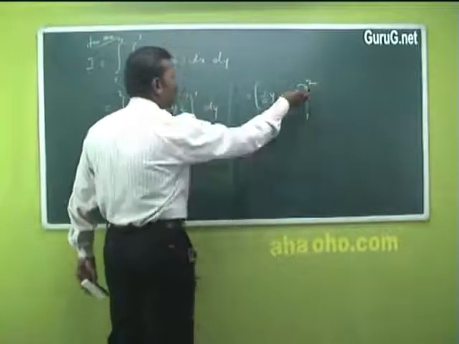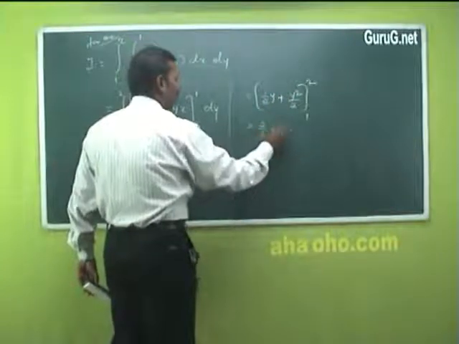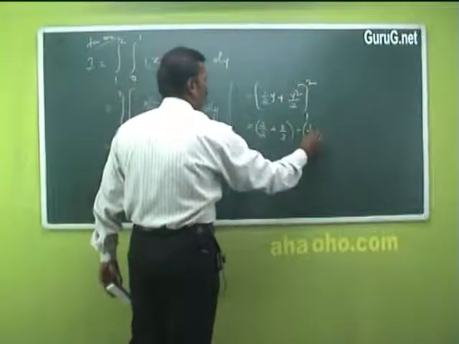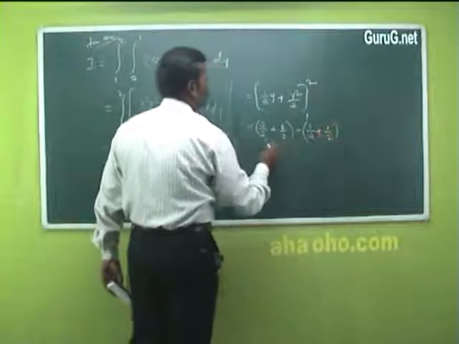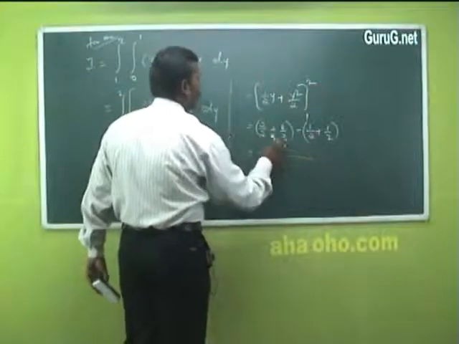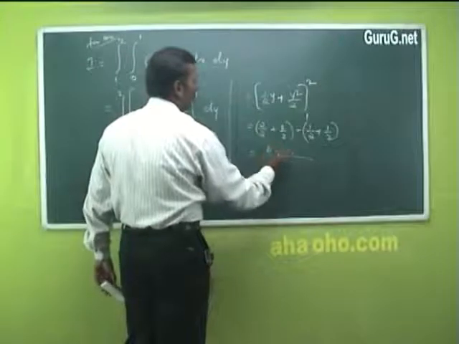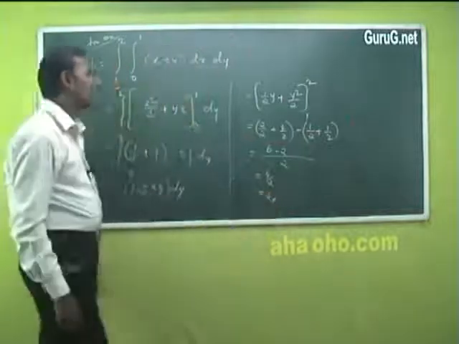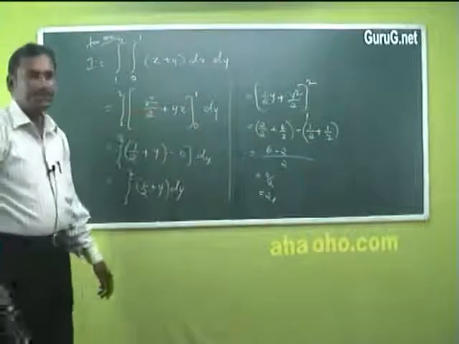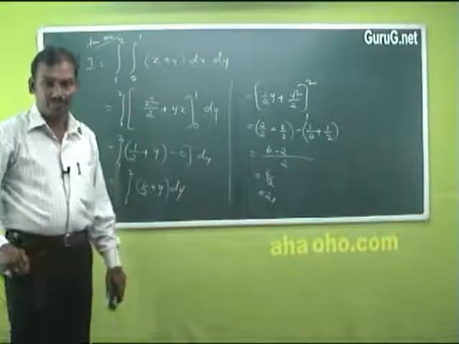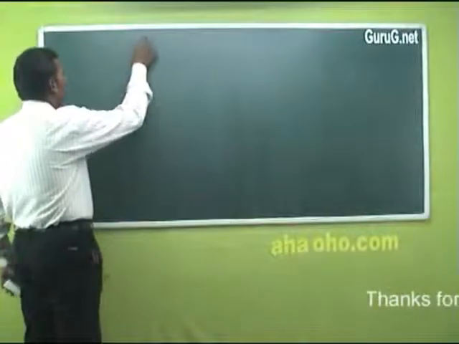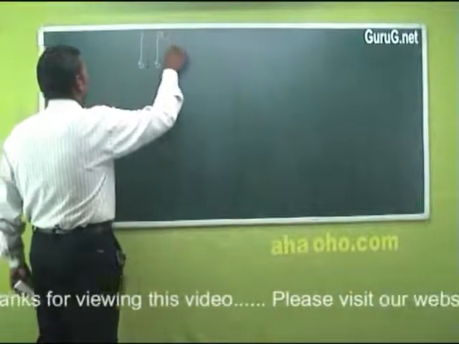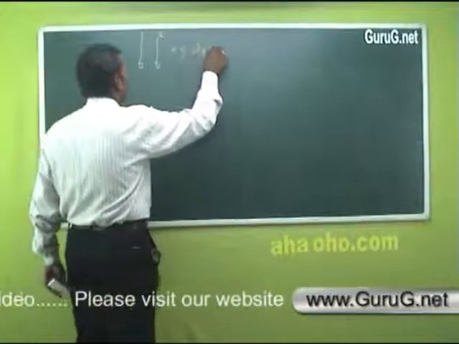You substitute the limit. So 2 by 2 plus 4 by 2, this is upper limit, minus lower limit, 1 by 2 plus 1 by 2. So we simplify it. So 4 plus 2 plus 4, 6 minus 2, 4 by 2, which is equal to 2. Clear? So this is an evaluation of a double integral. We'll go for one more example. Evaluate integral 0 to 1, integral 0 to x, xy, dy dx.